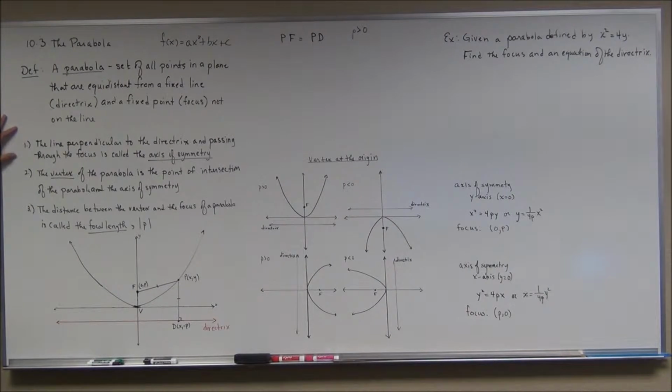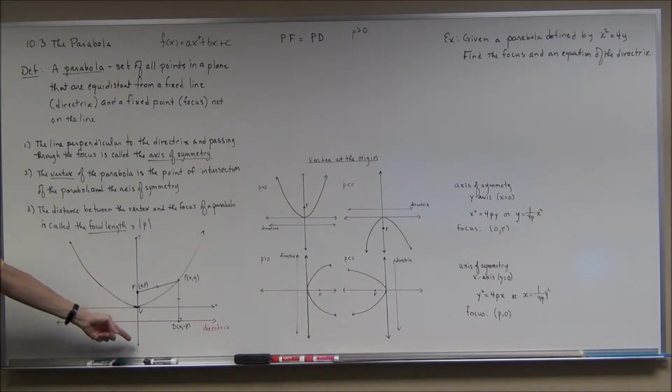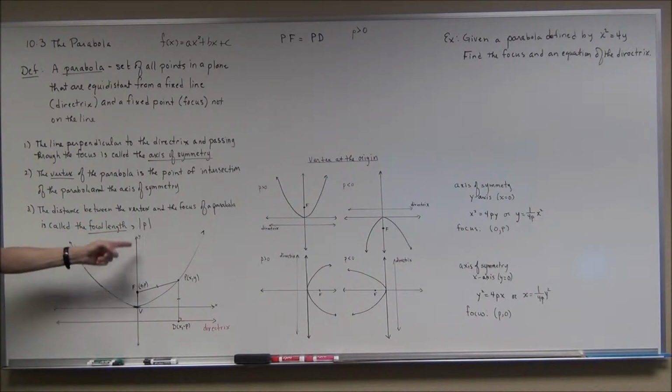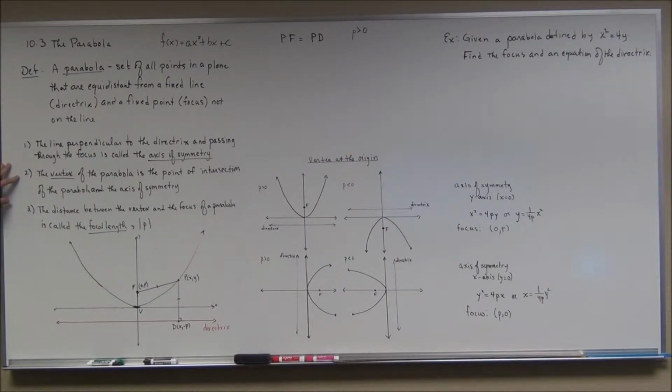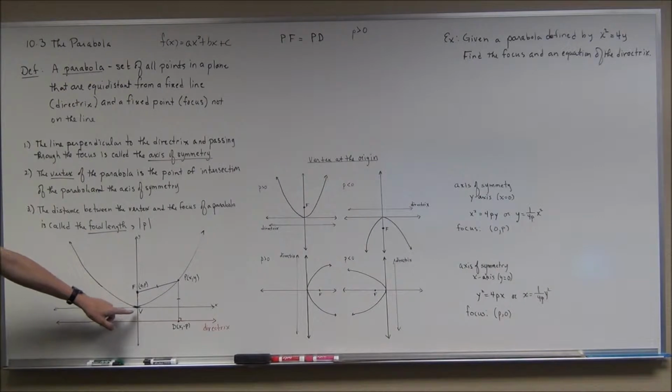The line that's perpendicular to the directrix that passes through the focus is the axis of symmetry. So for this diagram, the axis of symmetry would be the y-axis, x equals 0. The vertex of the parabola is the point of intersection of the parabola and the axis of symmetry. And I've got it drawn here so it looks like it's at 0, 0 with my x-axis and my y-axis.